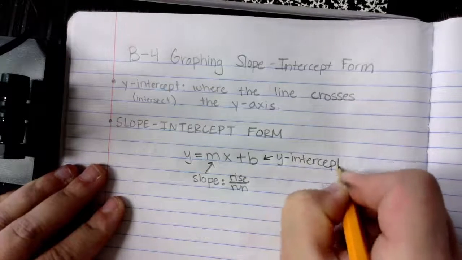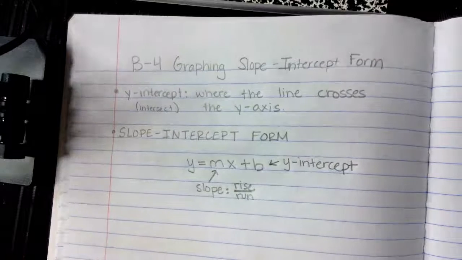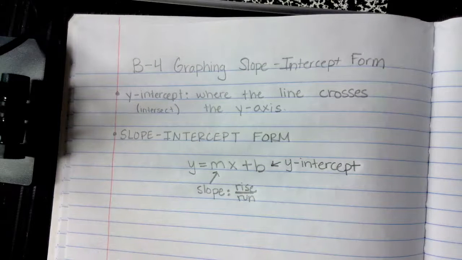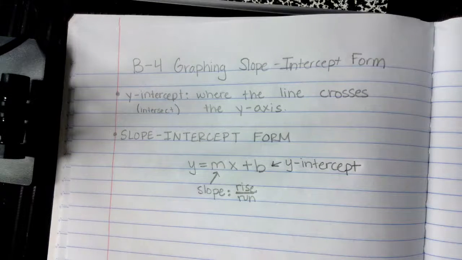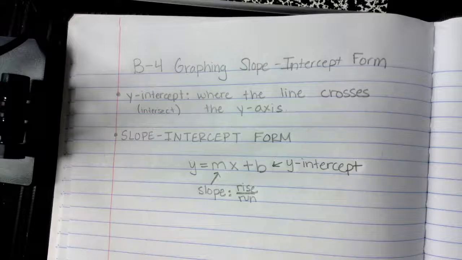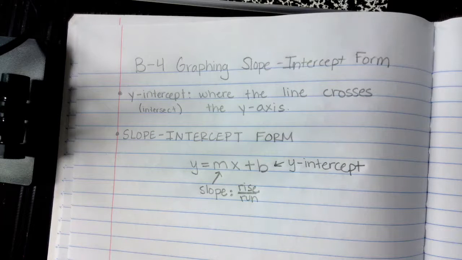That's why it's called slope-intercept form, because we have two numbers in the equation. One number stands for the slope, the other one stands for the Y-intercept. Why do you think we don't call it slope Y-intercept form?